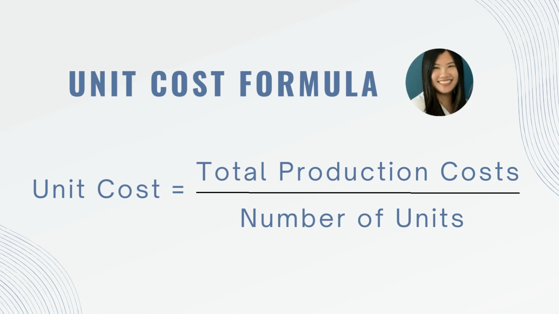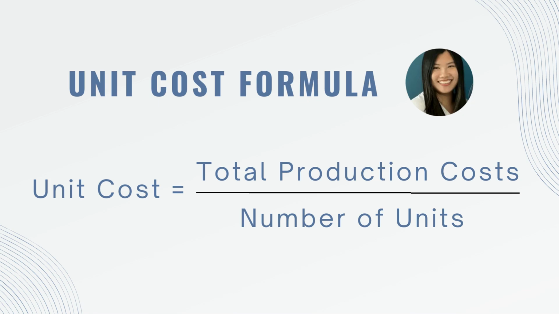The total production cost includes all of the expenses directly involved in creating the goods or services during a specific period. These costs typically include direct materials, the raw materials that go directly into the product, direct labor, the wages paid to workers directly involved in the production process, and manufacturing overhead, which is indirect costs related to production, such as factory rent, utilities for the factory, depreciation of the manufacturing equipment, and indirect labor, like factory supervisors.